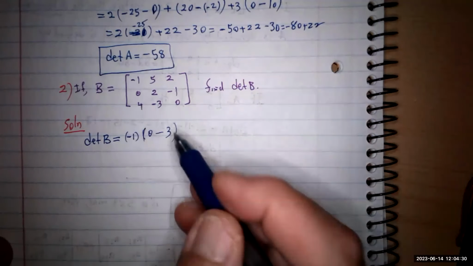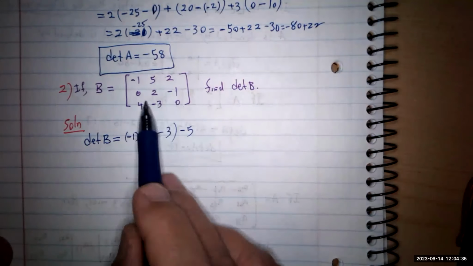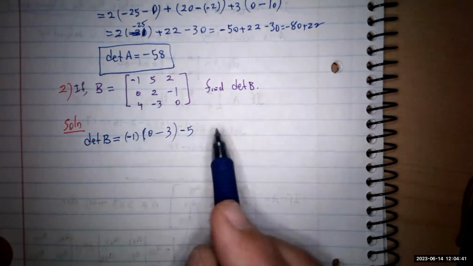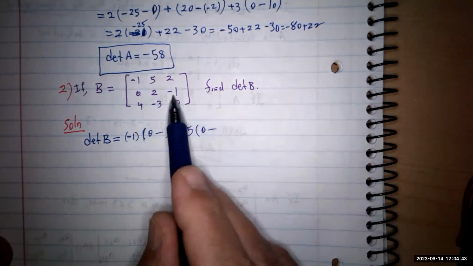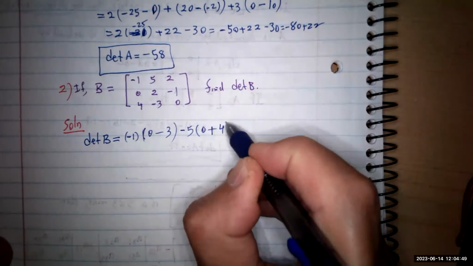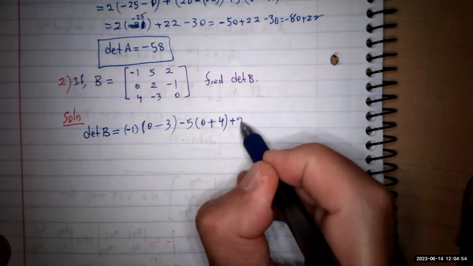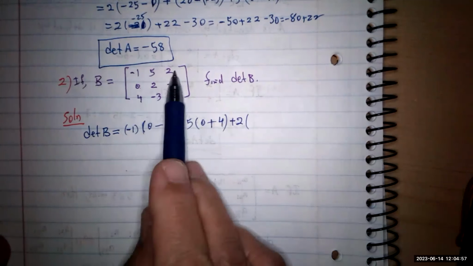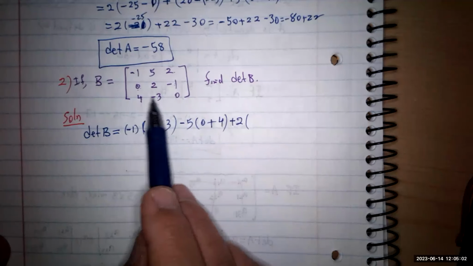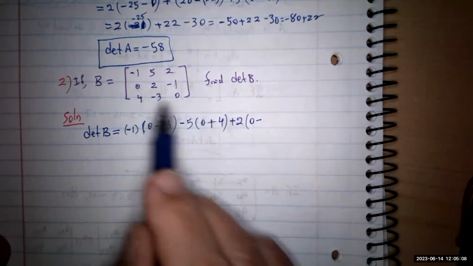Okay, the next one, minus. The entry is 5. I eliminate the first row, second column, so the matrix is 0, -1, 4, 0. Cross multiply. 0 times 0 is 0. Minus -1 times 4, -4. But there is a negative sign here, a +4. Okay, plus the last one is 2. Eliminate the first row, the last column, matrix 0, 2, 4, -3. Multiply. 0 times -3 would be 0. Minus 2 times 4, 8.